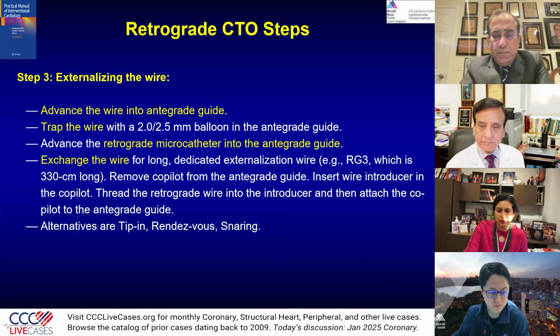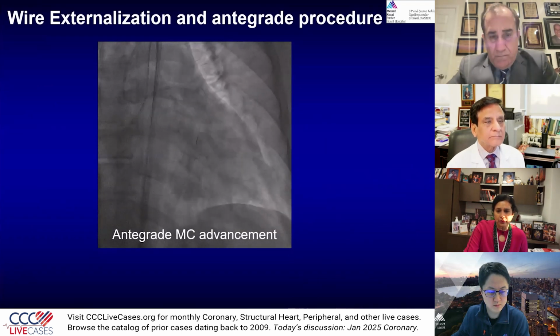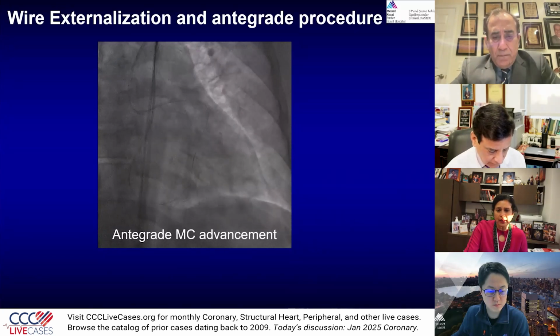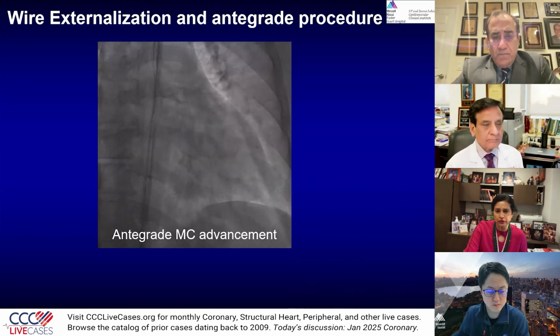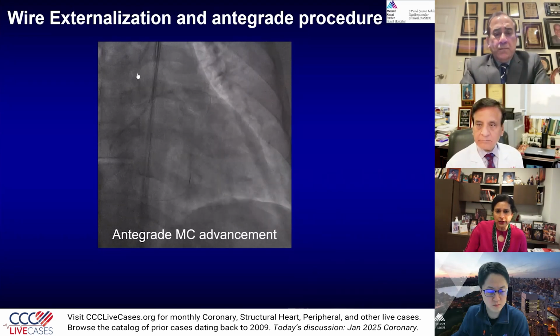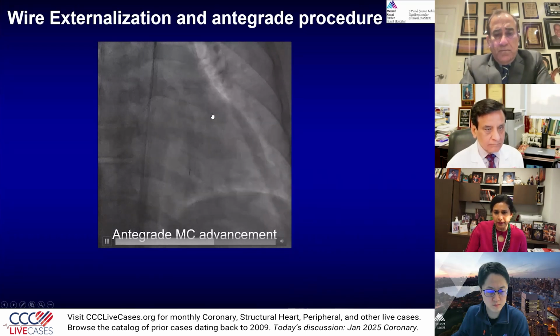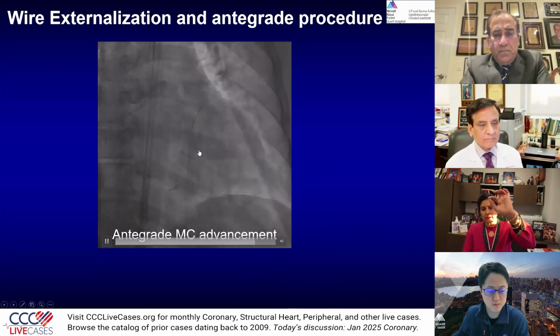For the retrograde externalization, you need a long wire, it has to be 330. There are several now available, and this is exactly what we did. You see that? Now once we externalize, how do we then take the wire out? We had a FineCross, if you can see here. The FineCross is here in the antegrade section. Right here is the tip, and then the retrograde, which is right here. So they have to be close to each other, kissing.